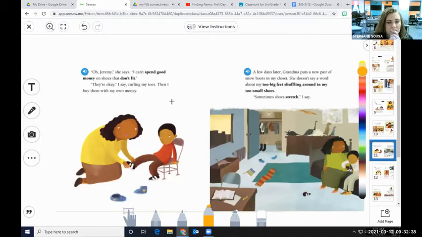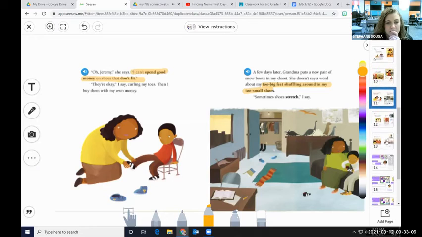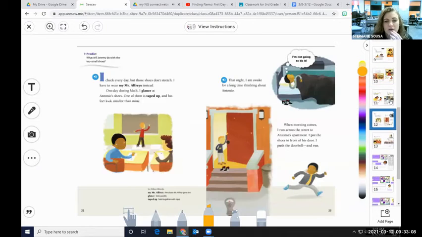Slide 11. "Oh, Jeremy," she says, "I can't spend good money on shoes that don't fit." "They're okay," I say, curling my toes. Then I buy them with my own money. A few days later, Grandma puts a new pair of snow boots in my closet. She doesn't say a word about my two big feet shuffling around in my two small shoes. "Sometimes shoes stretch," I say. Slide 12.